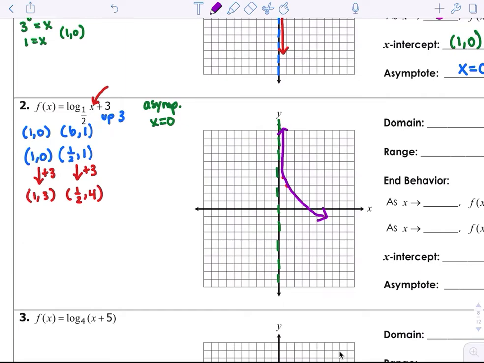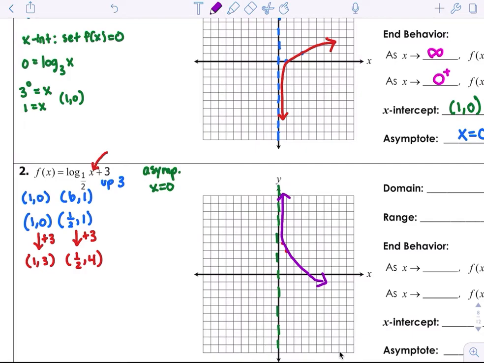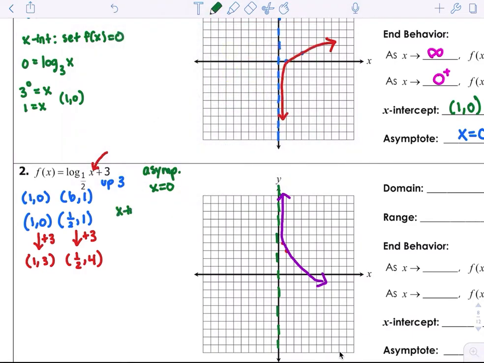Something like that. All right. For the x-intercept, you set f of x equal to 0. So we're going to have 0 is equal to log of 1/2 x plus 3.